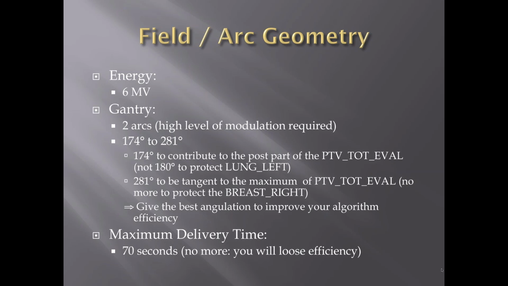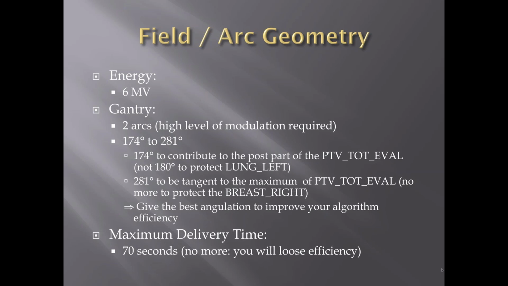And I ask for 70 seconds for my 2 arcs, so 70 seconds for each one. And the auto planning system gives me 2 arcs with 80 seconds. So I did not ask for more because you will lose efficiency.